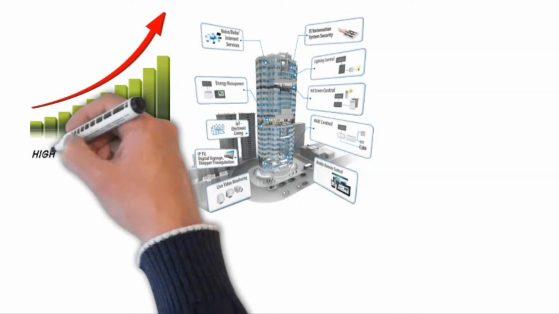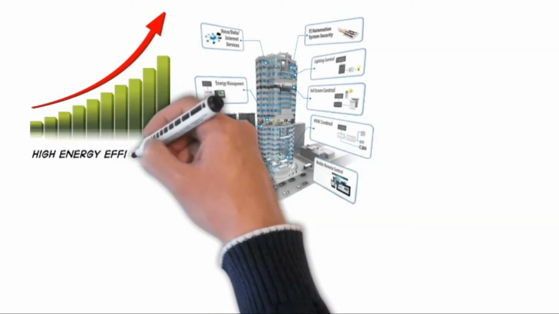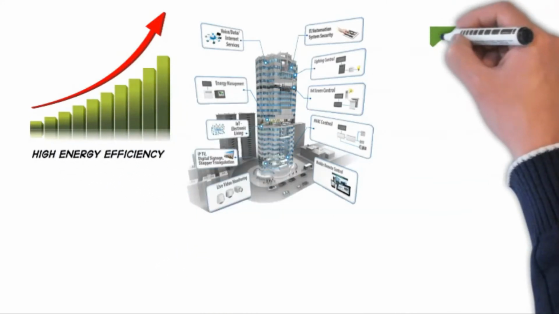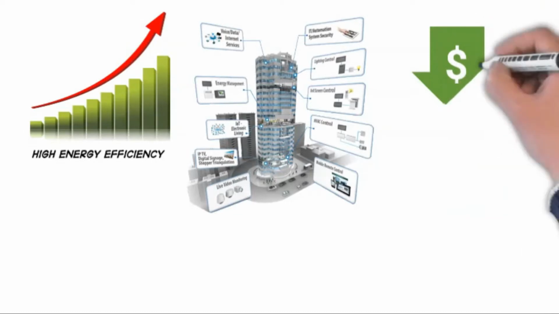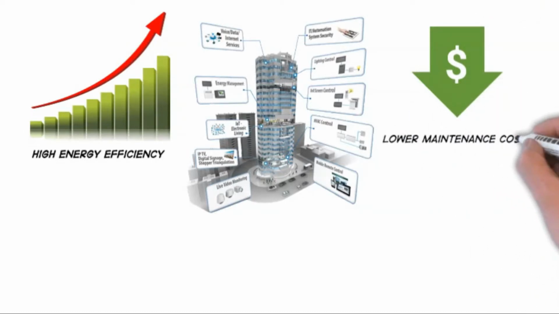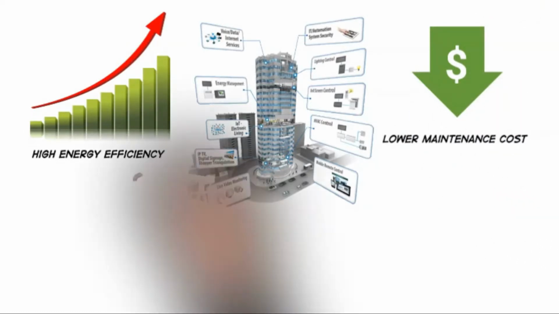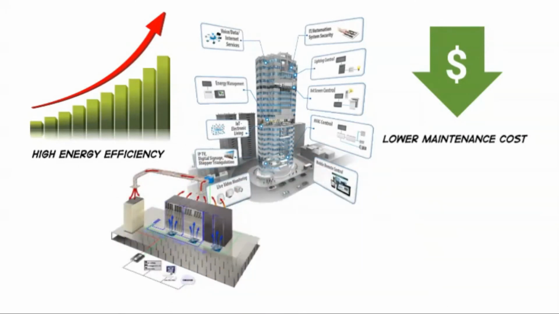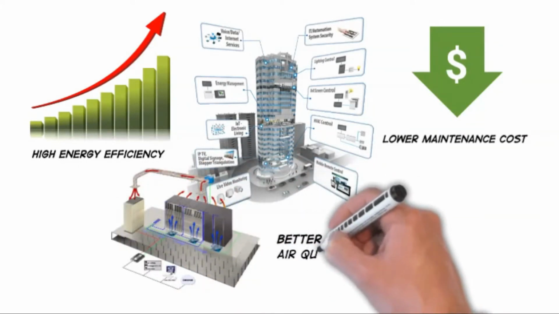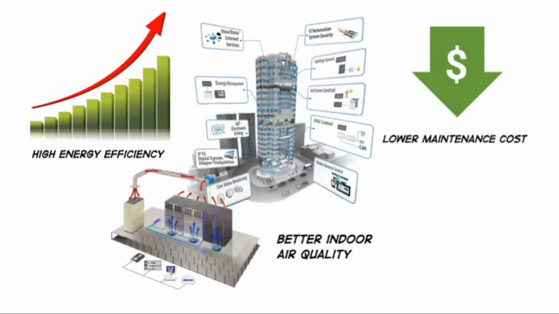A building automation system can provide many benefits for you, such as higher energy efficiency, lower operating and maintenance costs, better indoor air quality, as well as greater occupant comfort and productivity. Here are some examples of how that can work.